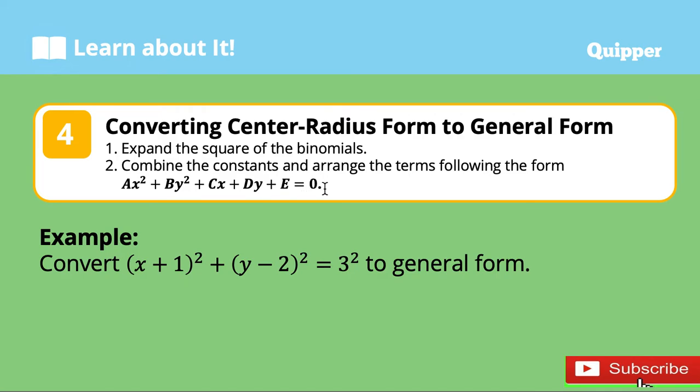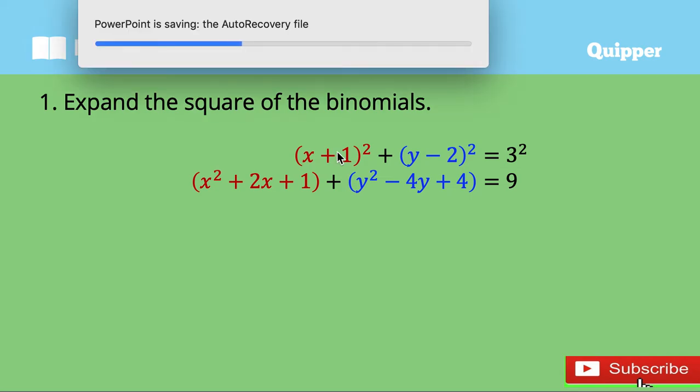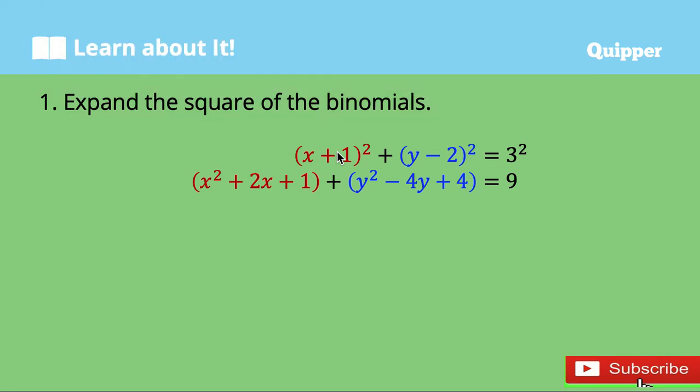Okay, for example, convert (x + 1)² + (y − 2)² = 3² to general form. First, expand the square of the binomials. We have 2 squares or 2 binomials. We have x + 1 and y − 2. Now, to expand this, I already discussed this in my previous video on how to expand binomials.